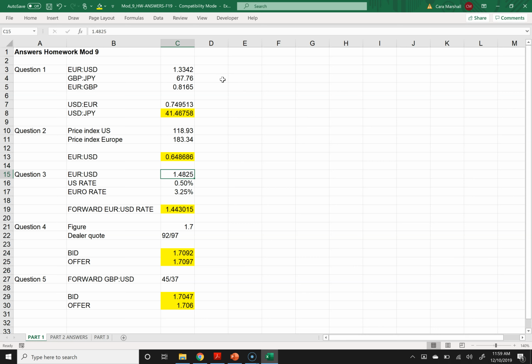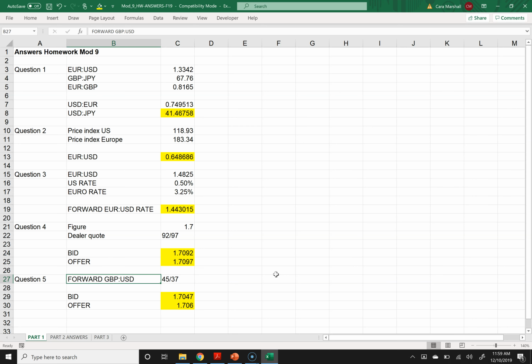Next question, we were given some interest rates and a spot rate. And so to calculate the forward, we're going to use all of that information in an equation that looks like this. Next piece, we have a figure that was given and a dealer quote. Now the key here is to know that if the smaller number is in front of the larger number, then you'd go ahead and add those numbers to the figure. So that's all I'm doing here. 1.70, add 92 pips at the end there. And for the offer, adding 97 pips to the figure.